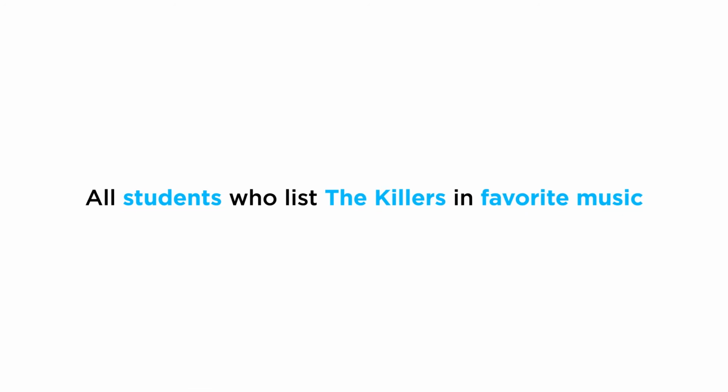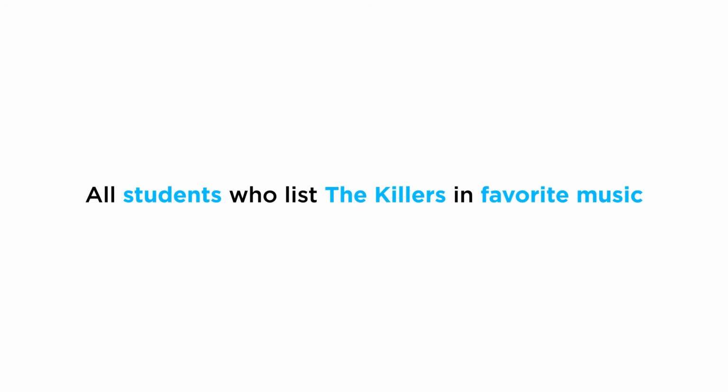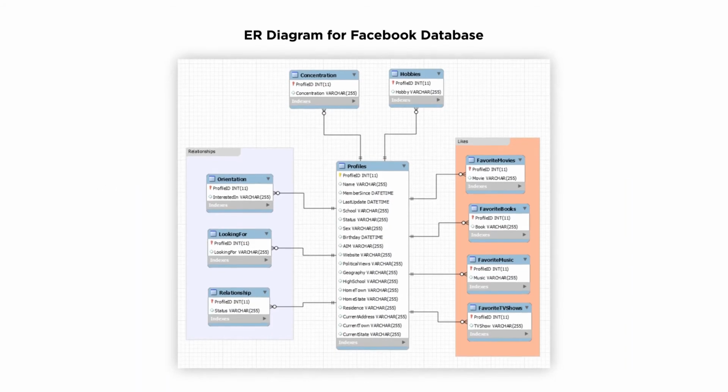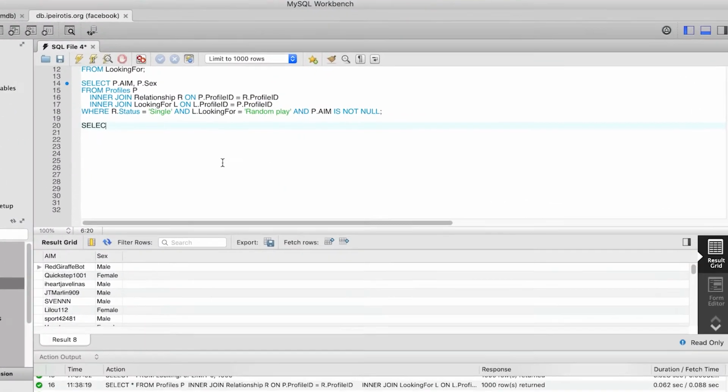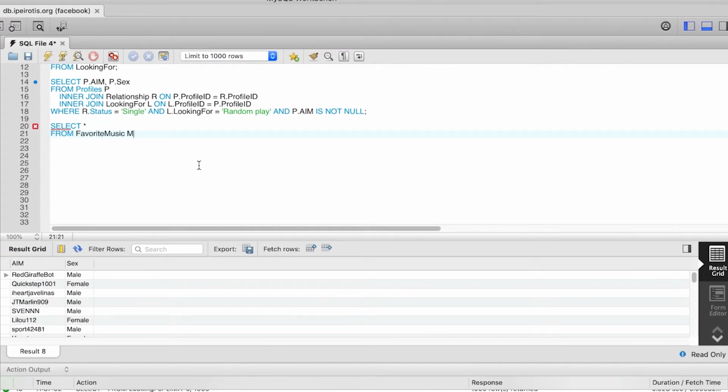Now let's move on to a different query. We want to list all the students who have listed Killers as their favorite music. What tables do we need for that? Of course, we need the details for the students, which is in profiles. We also need the favorite music information, which comes from the favorite music table. So let's start now by focusing on favorite music. So we write select star from favorite music M, where M.music is equal to the Killers.